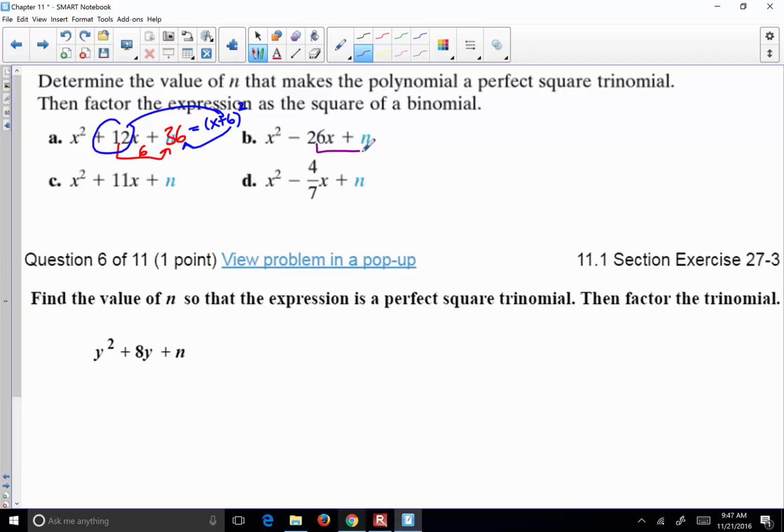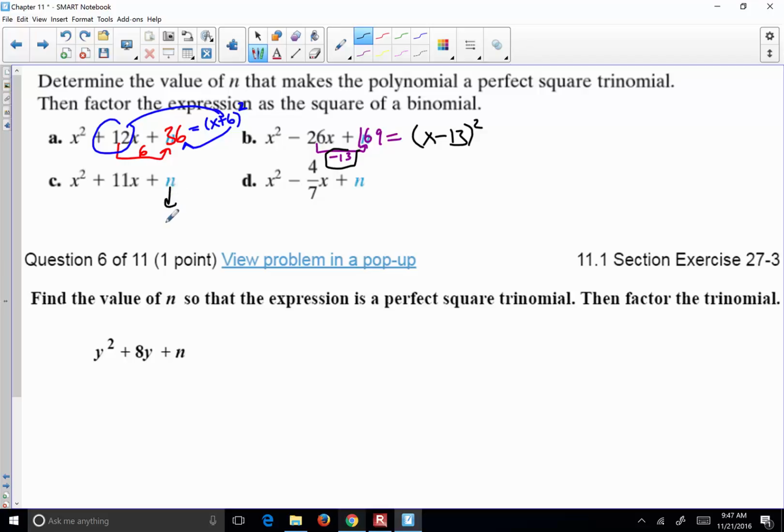169. Take half of this, minus 13, and when you square it, it's 169. But when you collapse this into a square, it is (x - 13) squared. When I'm writing the square, I'm taking half of this number, not this. So 169 should be what n is to make it perfect, and its factored form is (x - 13) squared, not 169.